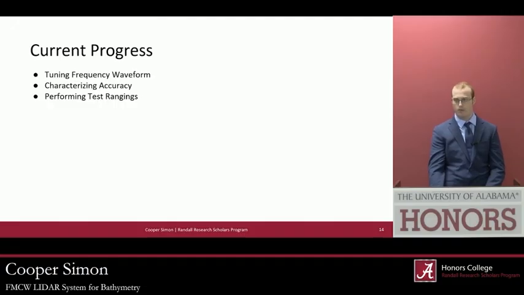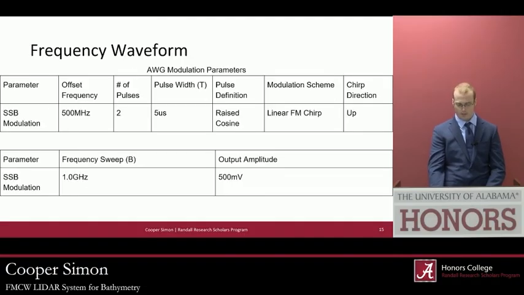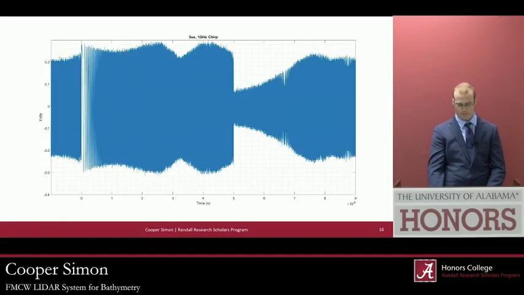and this has been done by performing test rangings. The current frequency waveform that is in use is a 5 microsecond pulse that goes from 0 hertz to 1 gigahertz. And here is a graph of the signal. As you can see, at time 0, it starts at 0 hertz, or an extremely low frequency, and then rapidly increases to 1 gigahertz.